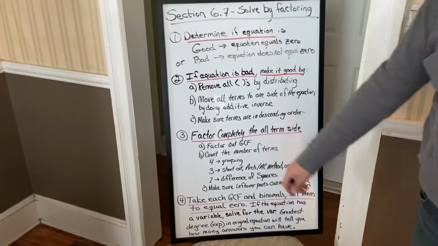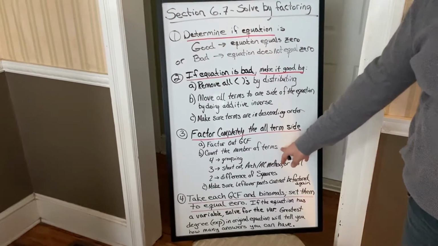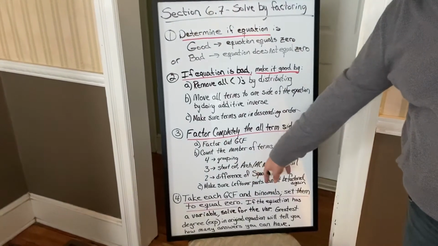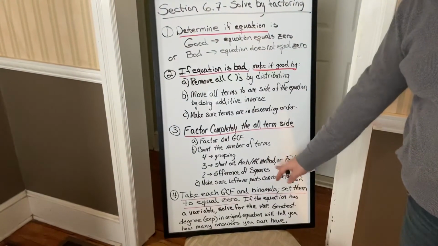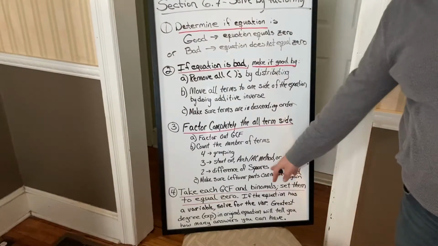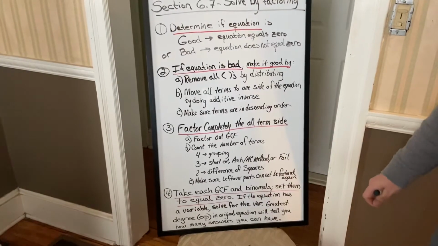Your first step is always to look to see if there's a GCF. Then the next step is count how many terms. If it's 4, grouping; 3, choose between shortcut, arch, or FOIL, depending on if it has a leading coefficient or not. Or if it's 2 terms, difference of squares. And then you always make sure that you can't factor again.